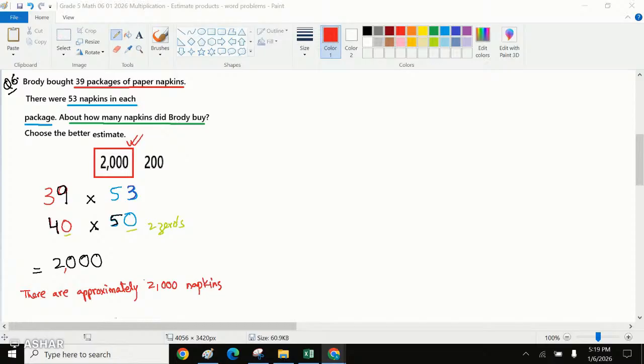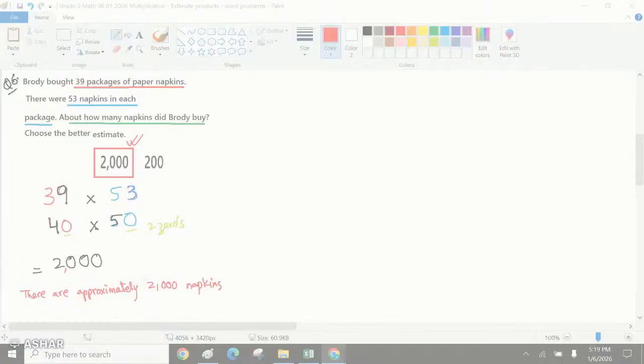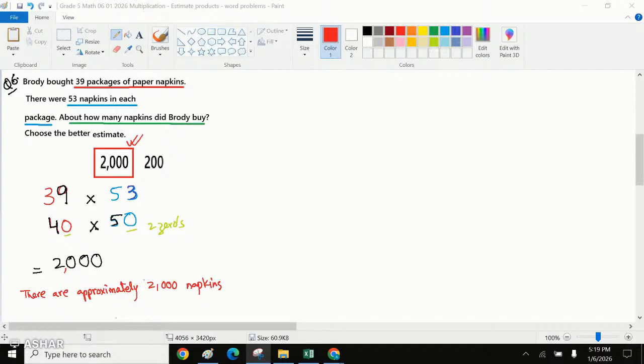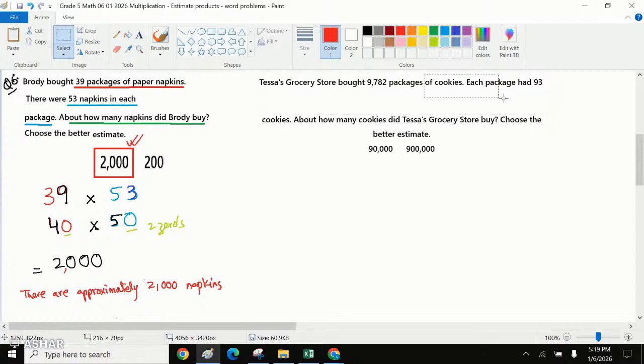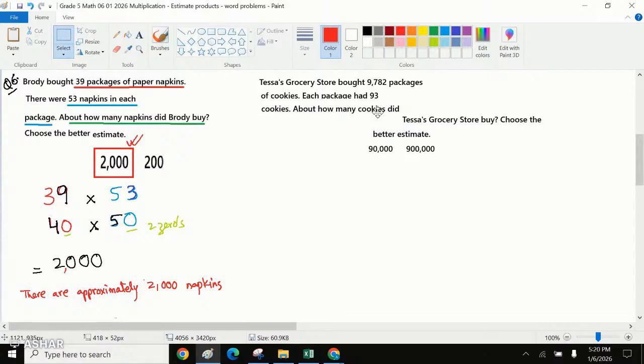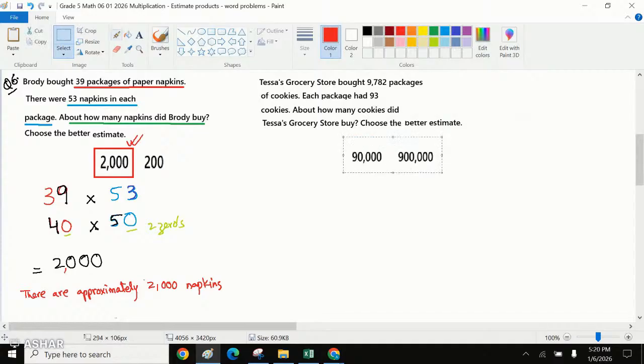Okay, I'll just copy it. Just a second, please. Okay, we have the question with us. Let's discuss. The next question is question number 7. 93 cookies. Choose the better estimate. The two estimates given to us are 90,000 and 900,000. Let's read the question from the beginning and see what we can do.